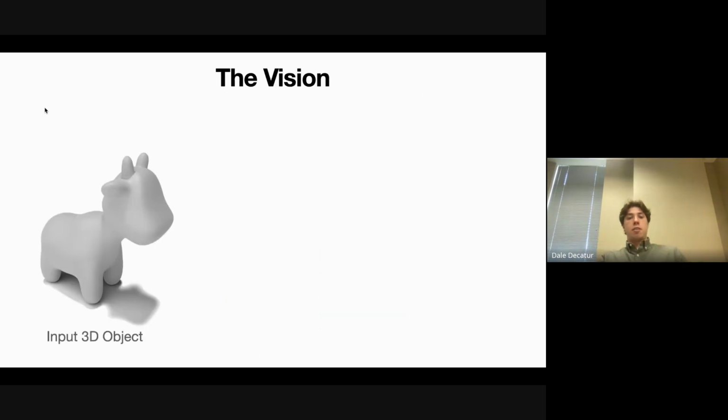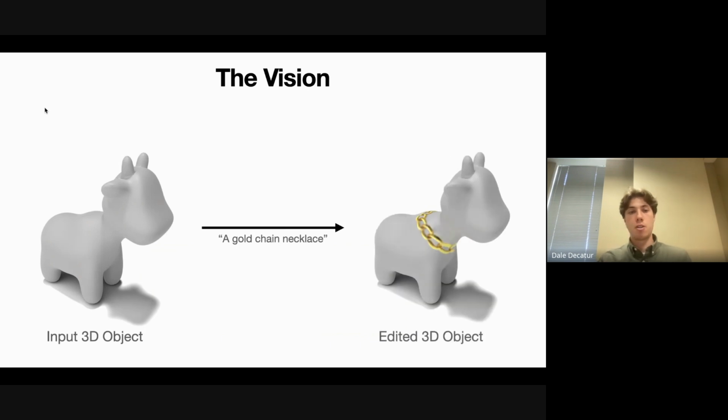So yeah, what's the vision? The idea is we start with some input mesh, and then we also have some text prompt that describes the edit we want to make. Here we're showing a mesh of a cow, and the prompt is a gold chain necklace. We want to figure out, first of all, where to add this necklace on the cow. And once we're able to figure that out, we want to add it in a high resolution way. And as we just talked about, we want to only edit this one region of the necklace and leave everything else unchanged. This is just one of the results from our paper.